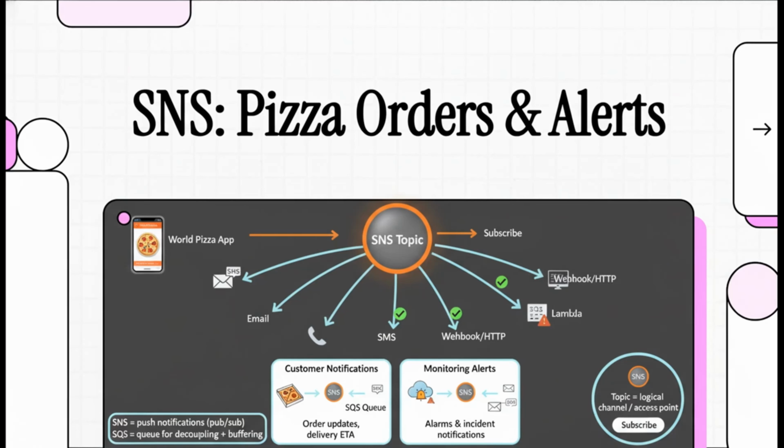Let me ask you something. Think about the last time you ordered a pizza online. You know that little notification that pops up on your phone saying your order is on the way? Well, that's not magic. It was probably powered by a service we're going to break down today, Amazon's Simple Notification Service, or SNS for short.